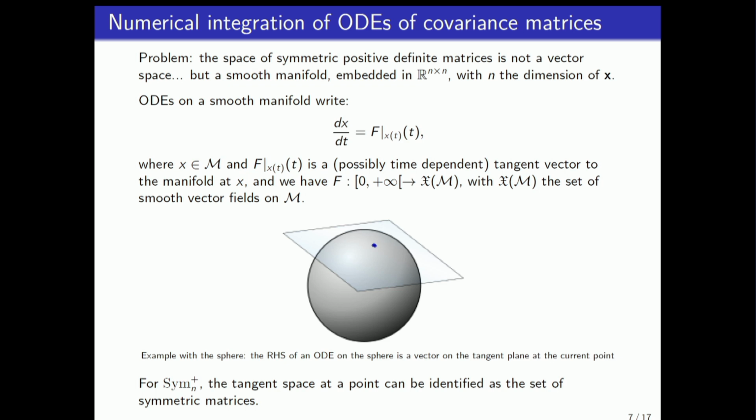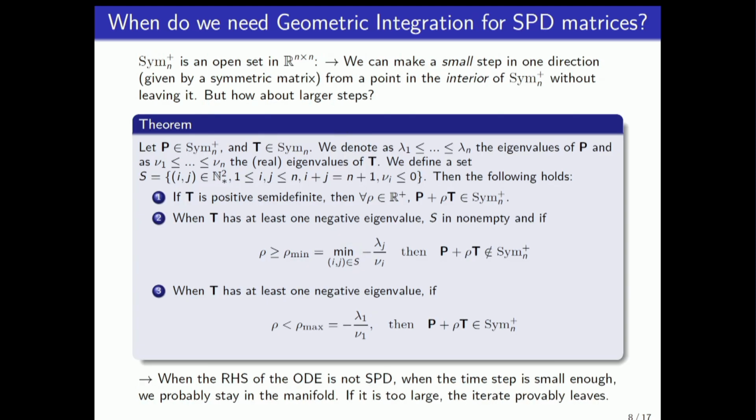For the SPD matrix cone, it's maybe not that bad. The tangent space is the set of symmetric matrices. You can identify it to that space at any point. But it's maybe not that bad as with the sphere because it's an open set. So it means that as long as you're taking a small step, you will stay in the manifold, unless you're already on the boundary. But still, there are some cases where too large steps will leave the manifold.